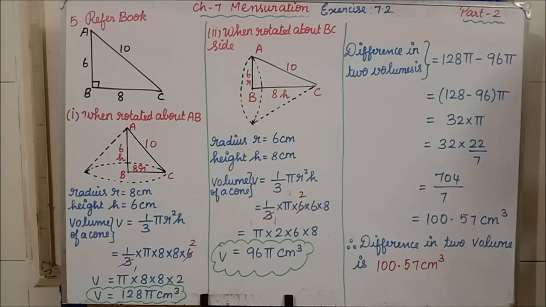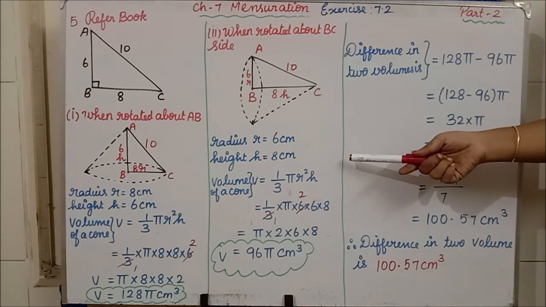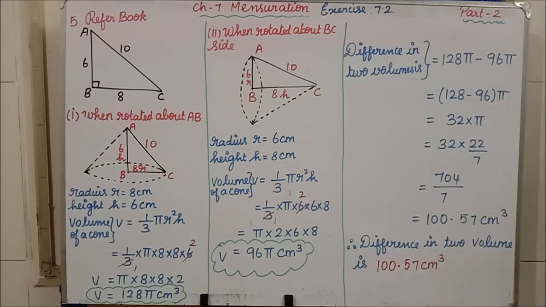Now I have got two volumes of the cone. But in the question, what are they asking? They are asking the difference in the two volumes. Among the two volumes, which volume is bigger? The first volume, when I am rotating the side AB, is 128 pi centimeter cube. So that volume you have to write first, and then minus, since difference means subtract, the volume when I am rotating the side BC, which is 96 pi. So I am writing that second.